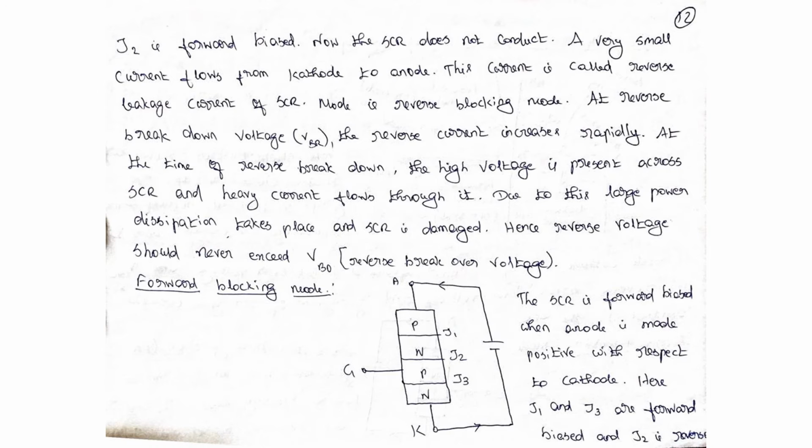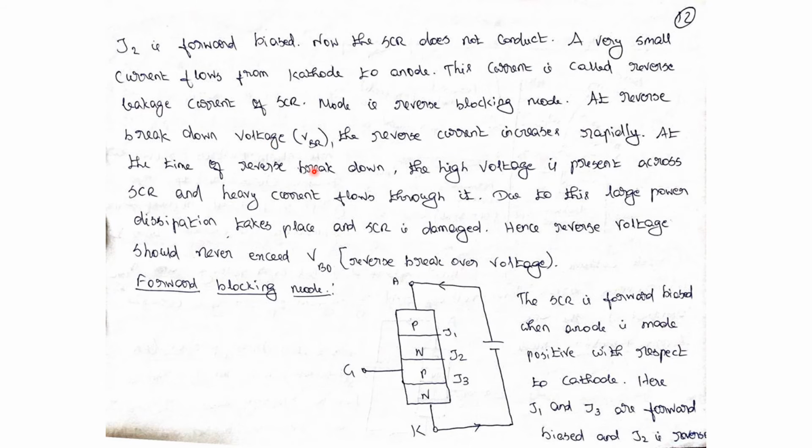So in this mode, SCR does not conduct. A very small current flows from cathode to anode. This current is known as reverse leakage current. This mode is known as reverse blocking mode.